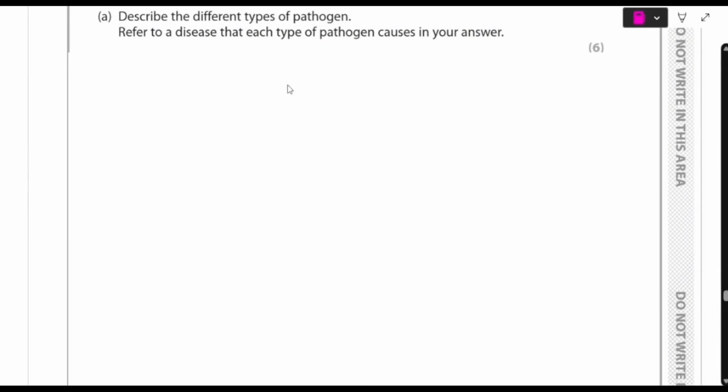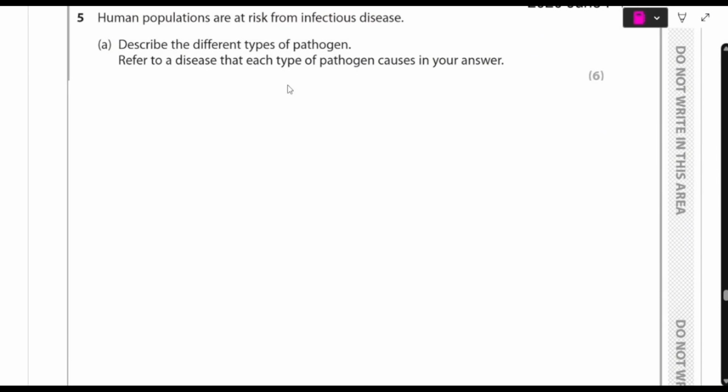Next, we have to describe the types of pathogen. Human populations are at risk of infectious disease. Describe the types of pathogen, referring to a disease that each type of pathogen can cause. This is the only time this type of question came, and this is the unique question that most of the students weren't able to answer because we have never seen anything like this before. So we have to write down different types of pathogens such as virus, bacteria, fungus, protozoa, and their diseases. So let's look at that.